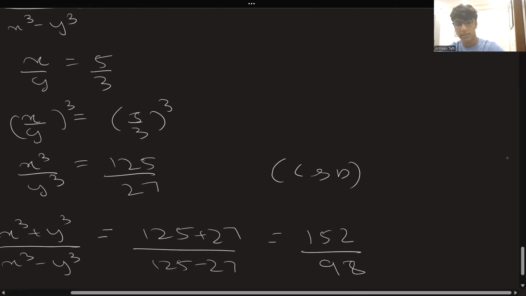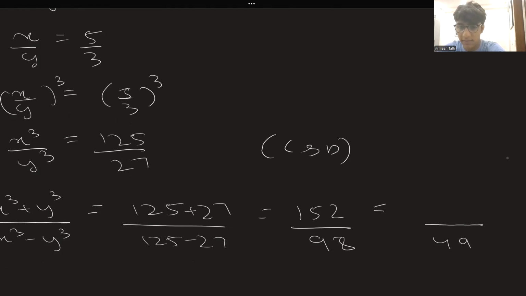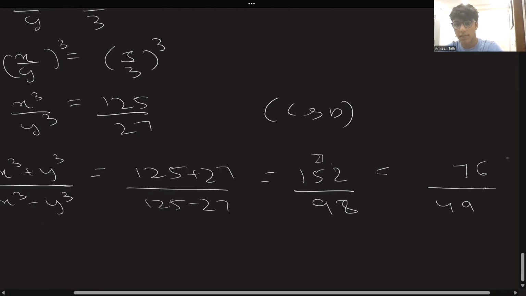And I think this does get further simplified, right? You can cancel by 2, so that's 76 by 49. Does it go any further? 7 twos are 14. Yeah. I don't think you can cancel more than this, and this is our answer, right?